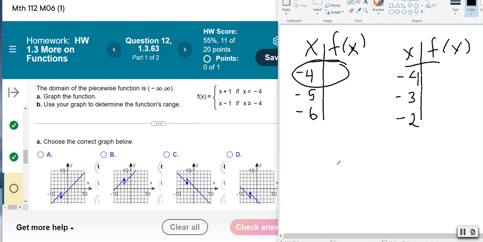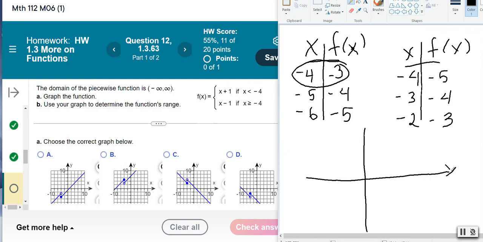Okay, now to evaluate, we just take these values and plug them into the correct piece. So negative 4 plus 1 is negative 3. Negative 5 plus 1 is negative 4. Negative 6 plus 1 is negative 5. And for this piece, I'm supposed to subtract 1. Negative 4 minus 1 is negative 5. Negative 3 minus 1 is negative 4. And negative 2 minus 1 is negative 3. I'm just going to go ahead and graph it.